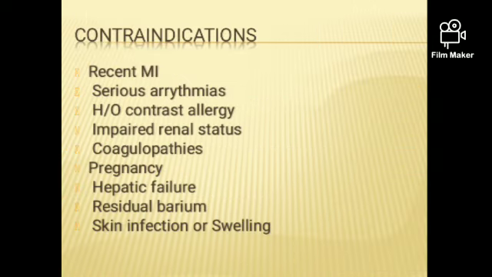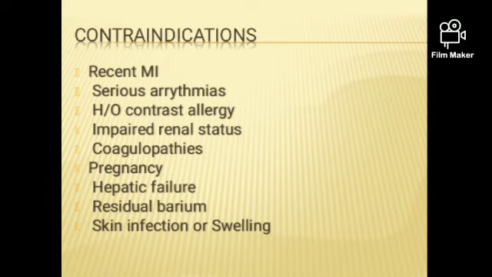So what are the contraindications? Contraindication means when you are not going to do the procedure at all, okay? In that case, if a patient has a recent MI, myocardial infarct, or if the heart is not working properly, or arrhythmias are there, you can't take this procedure. Next, if there is a history of contrast reaction or allergy, you have to ask the patient about a history of seafood allergy and anaphylaxis. So you can't do this study.